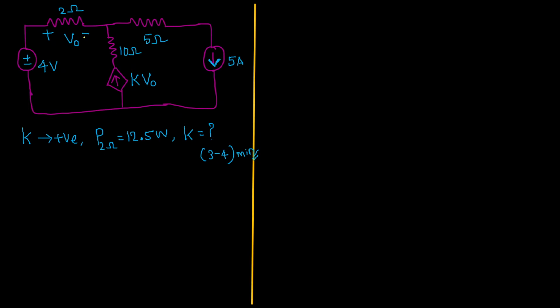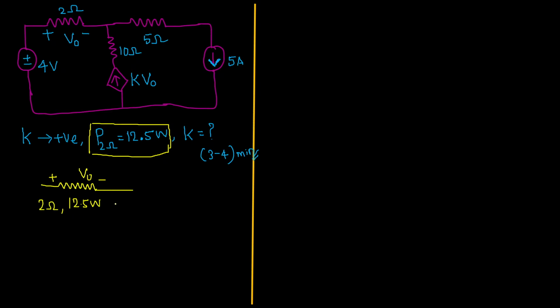Let us see what data they have given. They clearly told that the power dissipated across the 2 ohm resistor is 12.5 watt. Now let me take that 2 ohm resistor out. So the power dissipation across this resistor is 12.5 watt, but its voltage drop is unknown, whereas the value of the resistance is known. The value of the resistance is 2 ohm.